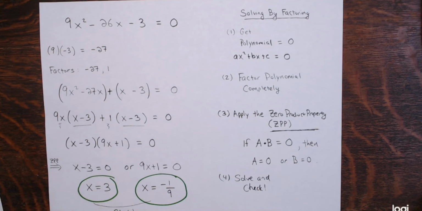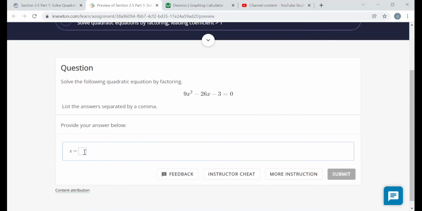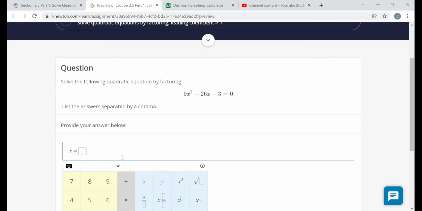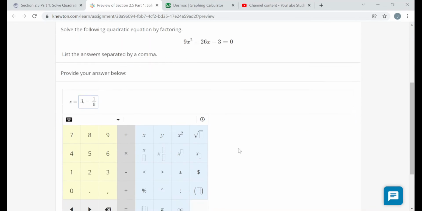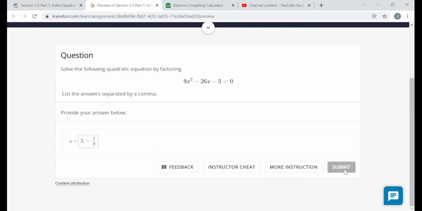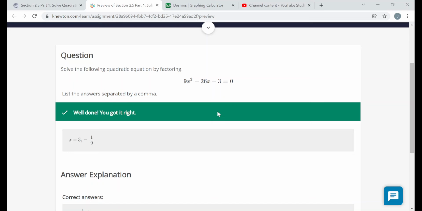And that's what I'm going to enter. They tell us in the instructions, please read the instructions carefully, to list answers separated by a comma. Now they have x equals already, I don't need to type that. I'm just typing the numbers. 3, comma, and then the other solution was negative 1/9. And it shouldn't matter what order you put them in, they're both solutions. Submit and see, hey, alright. And it'll tell you if you got it right or wrong.